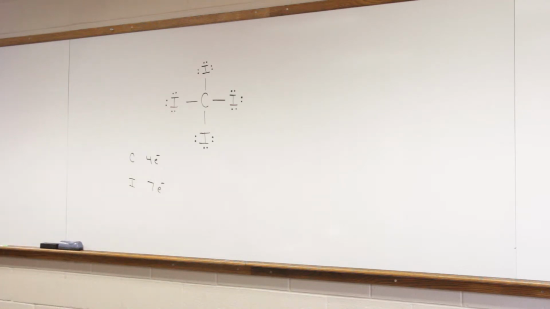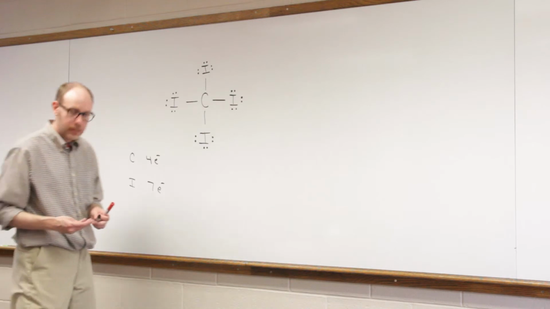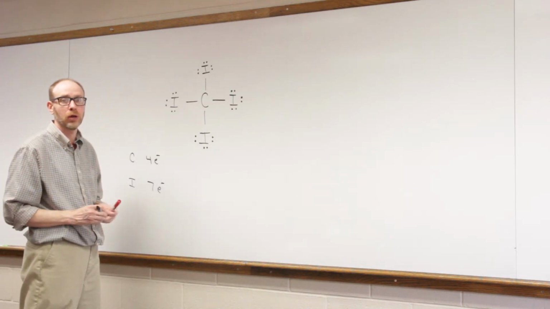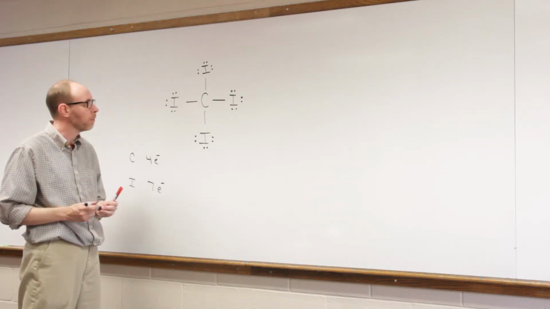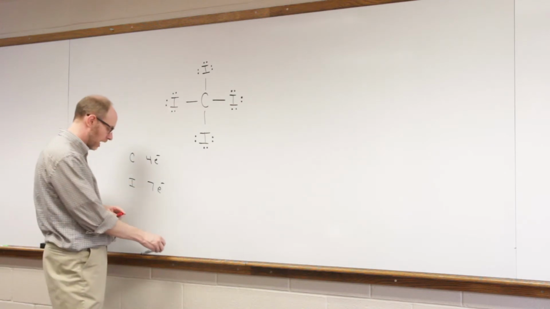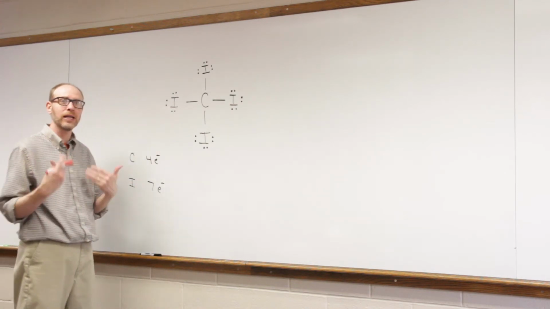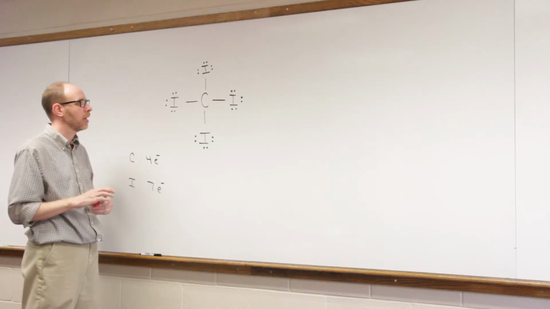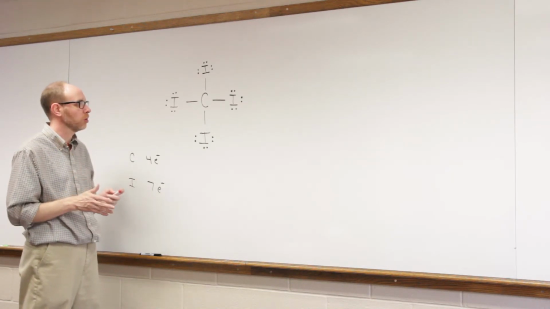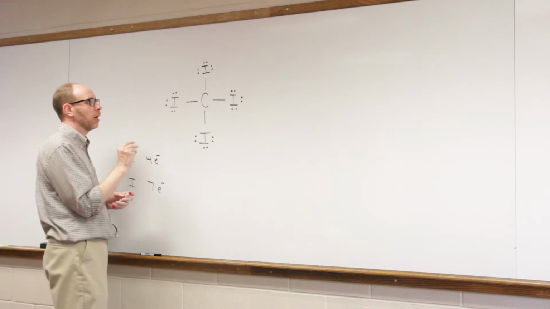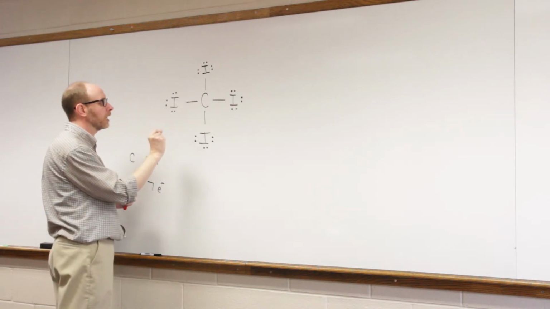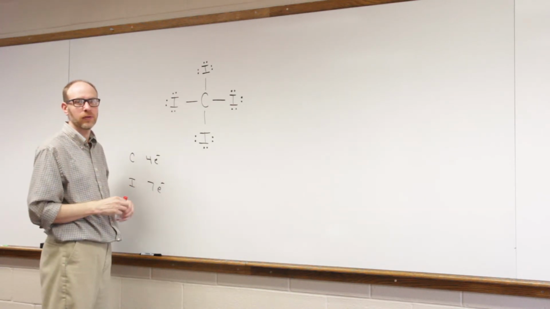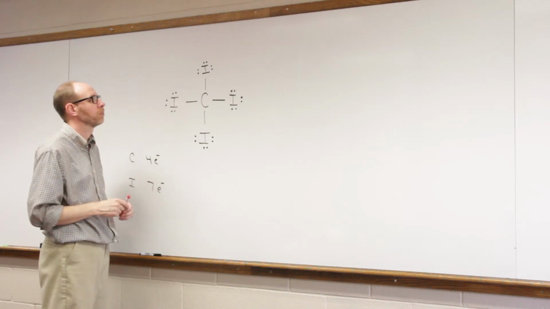To do that, we're going to have to count the bonds a little bit differently than we have previously. Previously, we have looked at a bond and counted a bond as a pair of electrons. But to calculate formal charge, we are going to have to split up those electrons in that bond a little bit differently. You'll see what I mean here in a second.